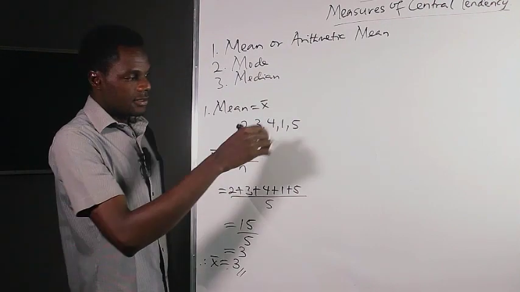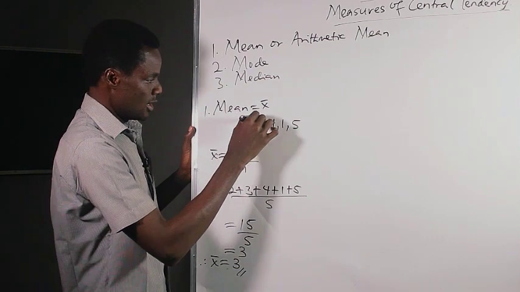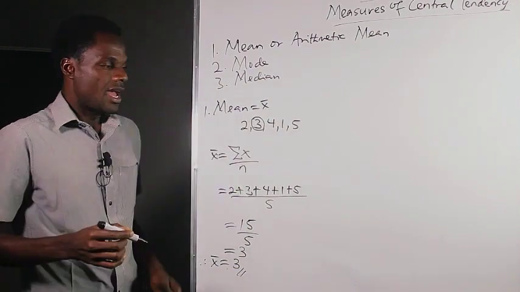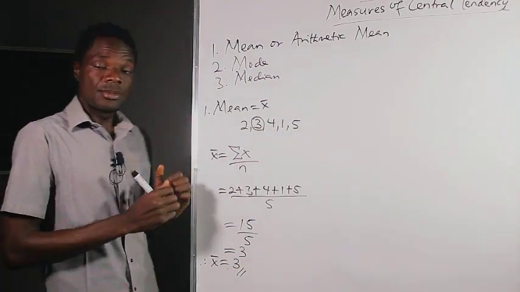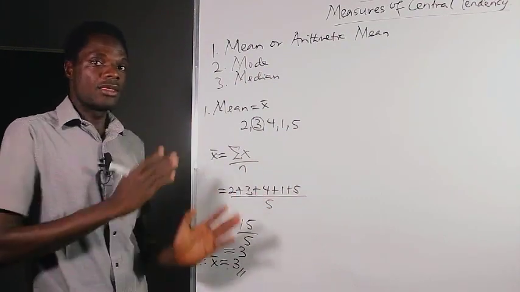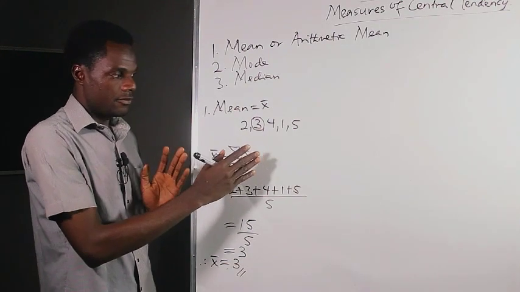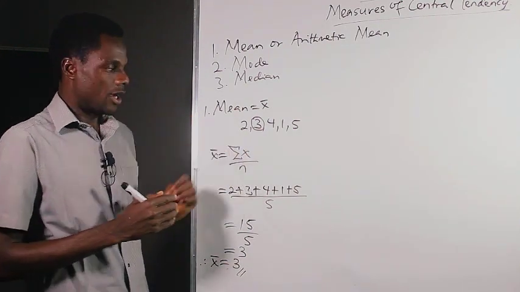So when you look at the observation, then you locate which one is 3. This one, this is our mean. And as I said, whenever you are given data, especially if it is raw, then you look at the highest and you look at the lowest. Here, the highest value is 5, while the lowest one is 1.